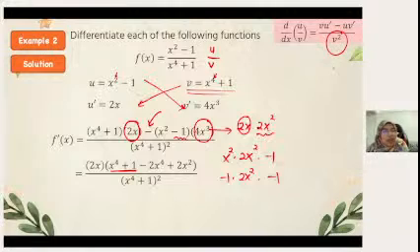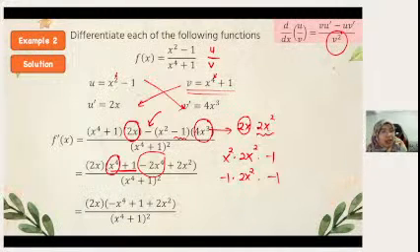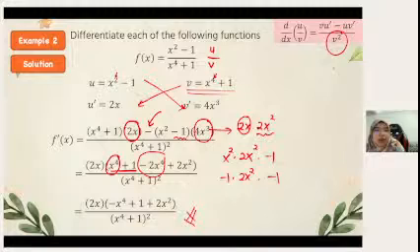Factorize. Okay, so what do we have in common? So we have x to the power of 4 here and then negative 2x to the power of 4. So you can actually combine them together. So they will become negative x to the power of 4. So negative x to the power of 4 plus 1 plus with 2x square multiply with 2x over x to the power of 4 plus 1 square. Okay, so that is basically how we are going to do the quotient rule.